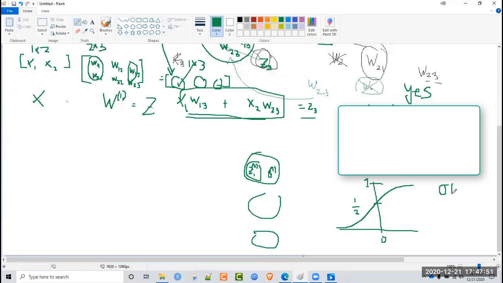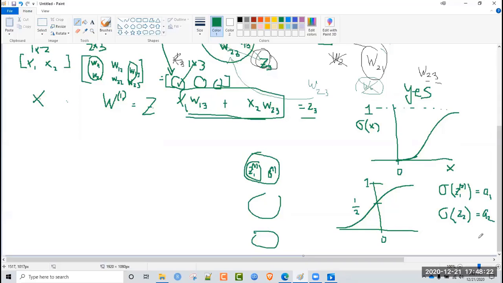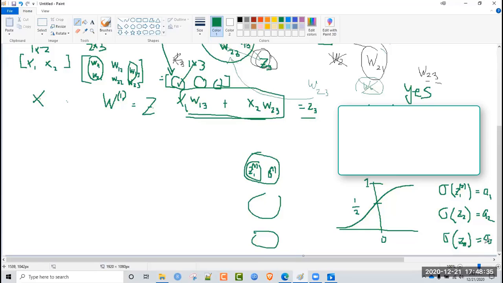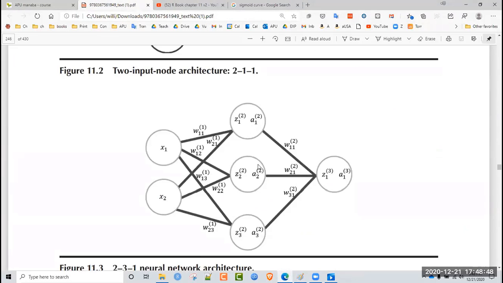So if I take sigmoid of Z1, and I guess I should put the 2 up here, that is going to give me A1. And if I do this with Z2, that's what I mean by A2. And what do I mean by A3? I mean put Z3 into sigmoid. That will give you A3. So that's what we mean in this picture by the A1, the A2, the A3.